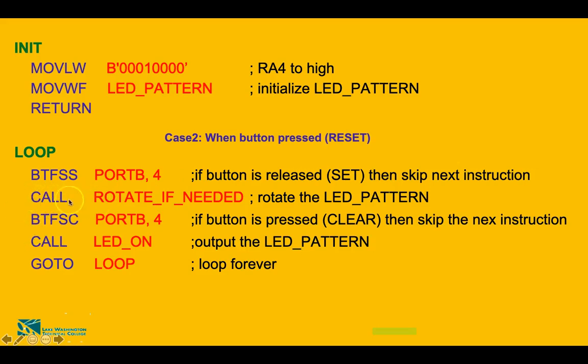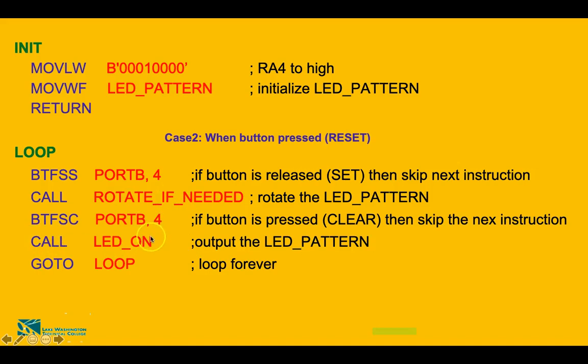So it will go to this call subroutine, and then will come back and then again test if the bit is clear or not. And if it is clear, then it's going to skip the step and go here, and if the bit is not clear, then it's going to go to this call LED_on. So now let's see what this LED_on is and rotate if needed is.